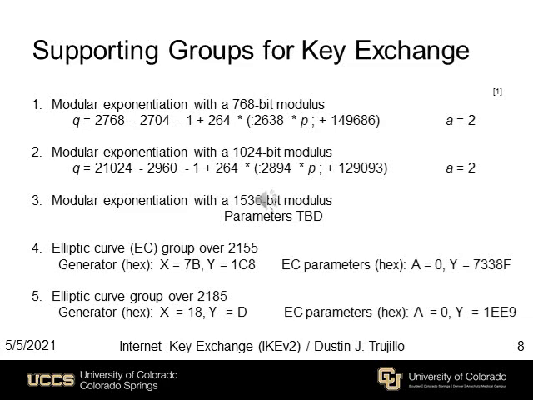Furthermore, the first 3 groups are the classic Diffie-Hellman algorithm using modular exponentiation. The last 2 groups use the elliptic curve analog to Diffie-Hellman, which, as you may recall, was described in chapter 10 of our class textbook and accompanying lecture.